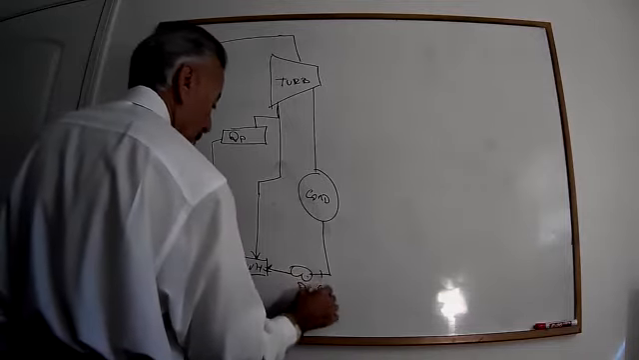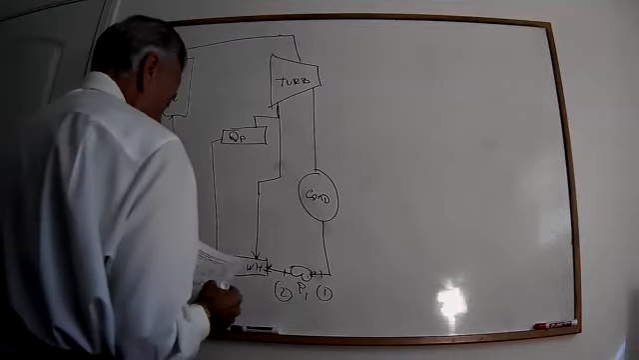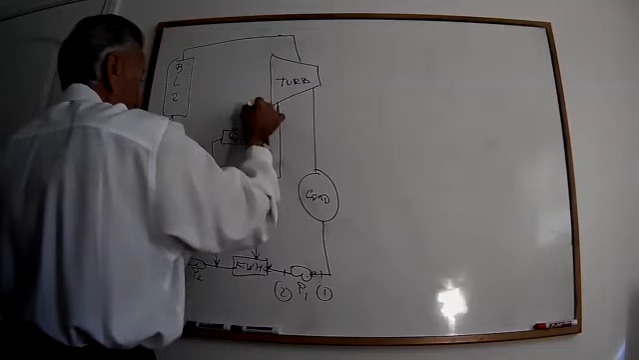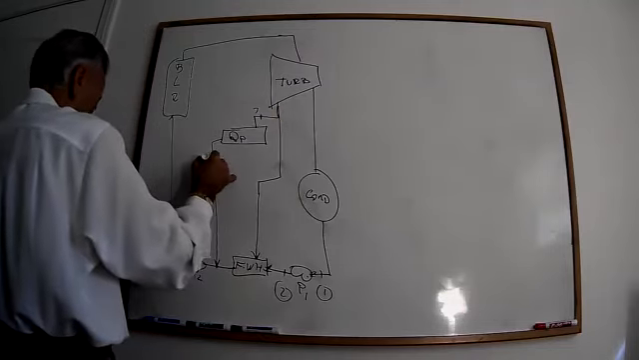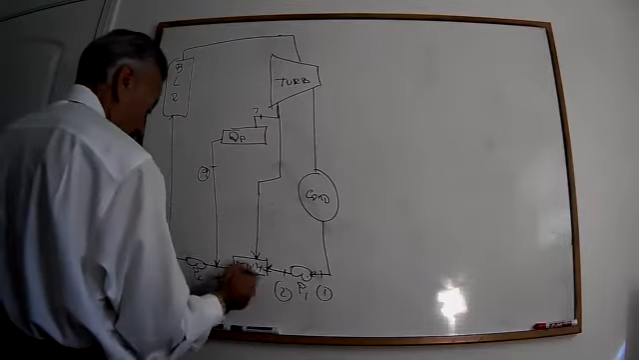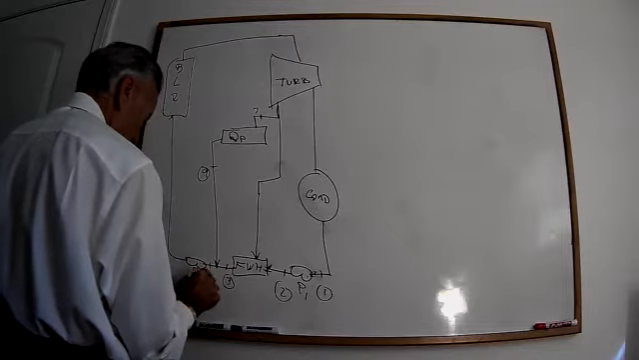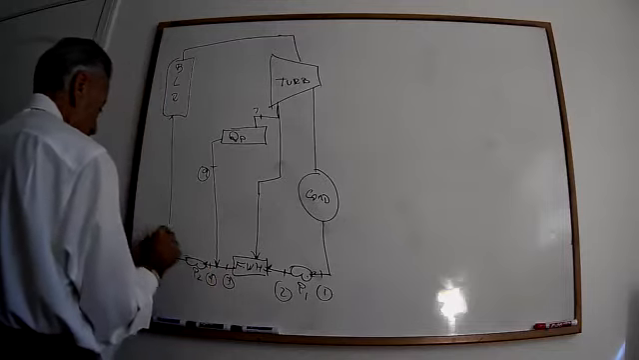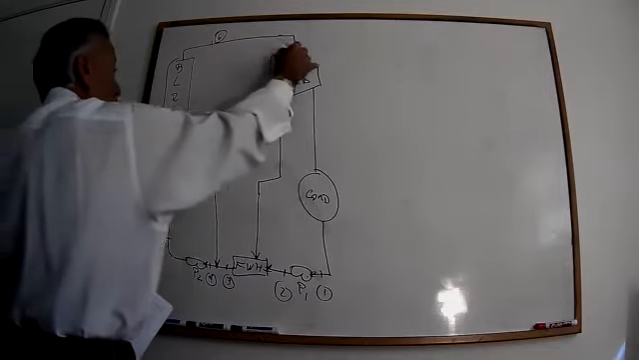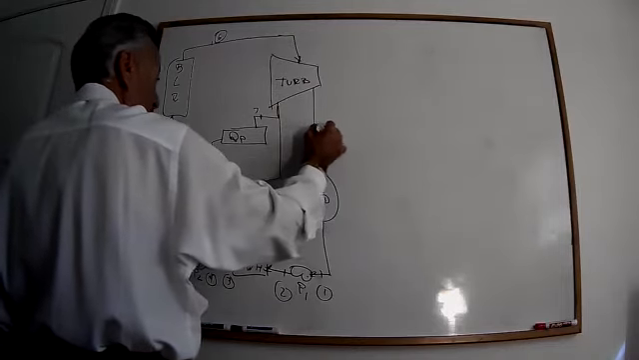Now, this is our point 1, point 2. Now, this has not been identified. This is point 7. This one, they call it point 9. Of course, coming out of the feed water heater is point 3. This one is point 4. This is point 5. 6. And this is 8.